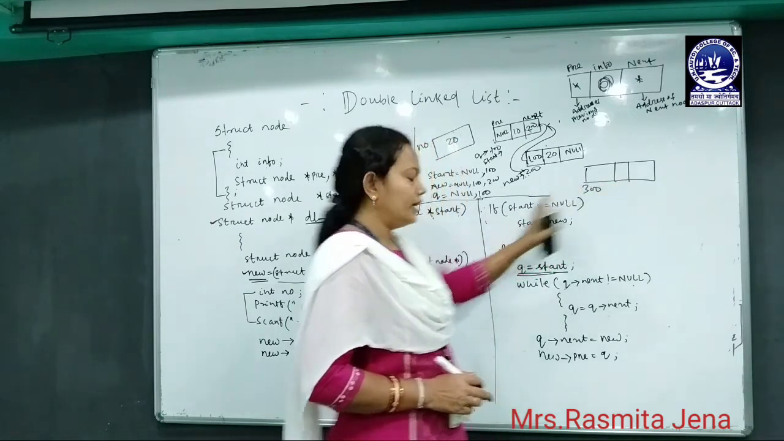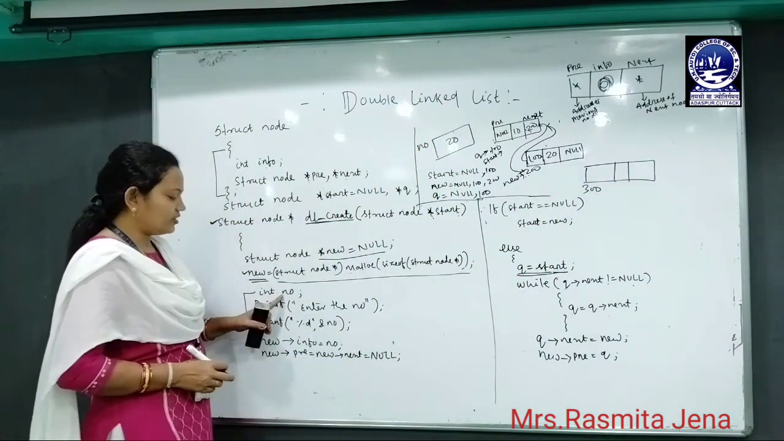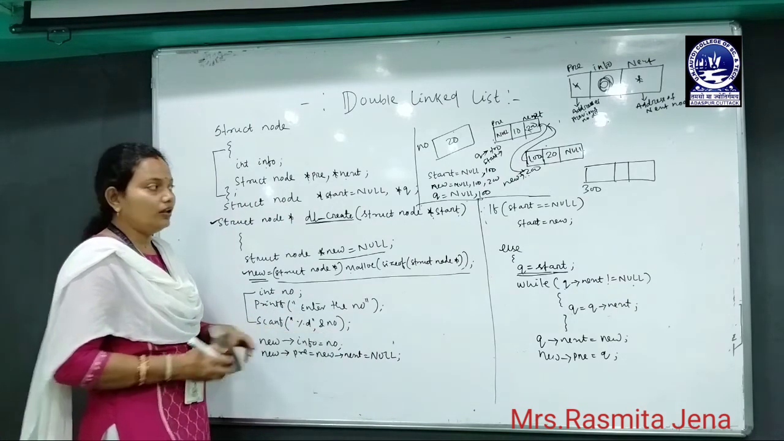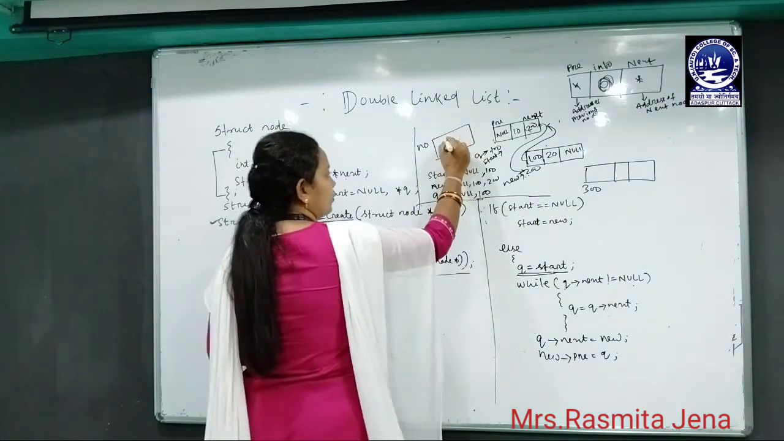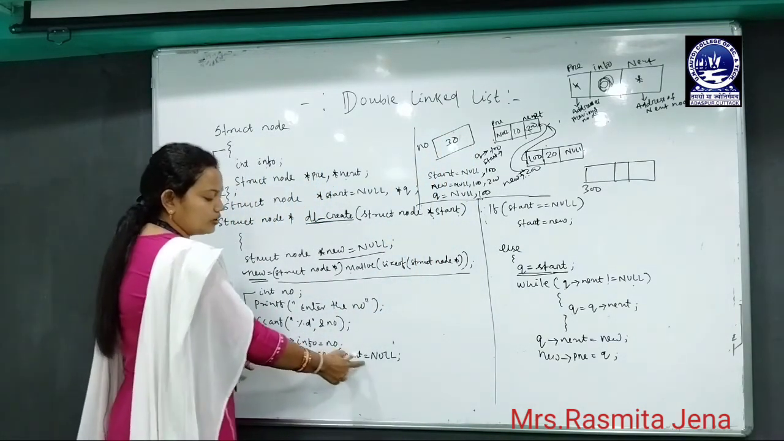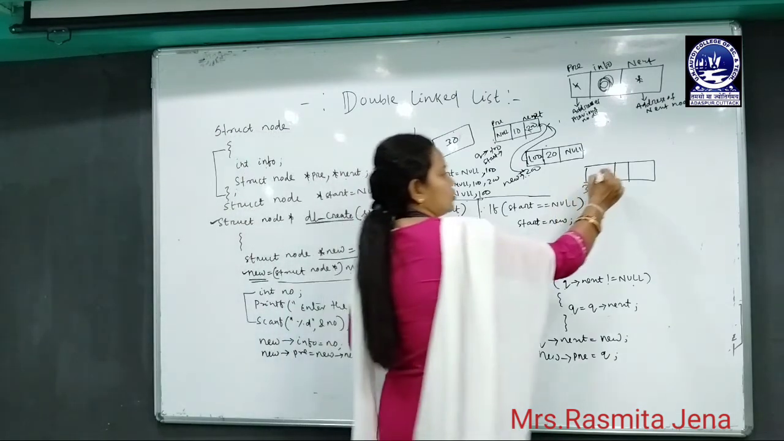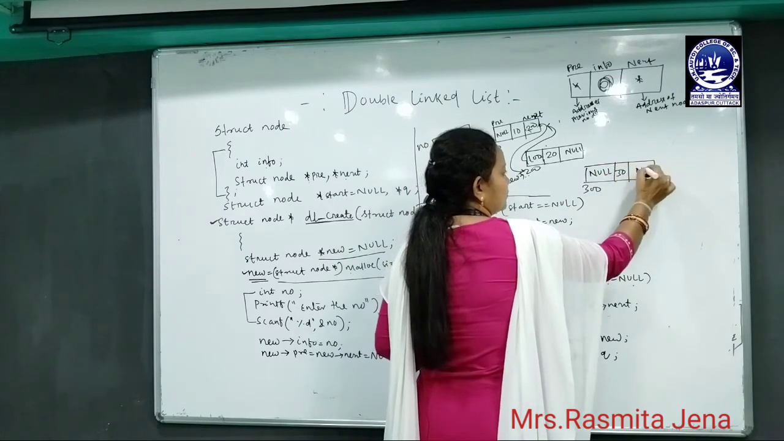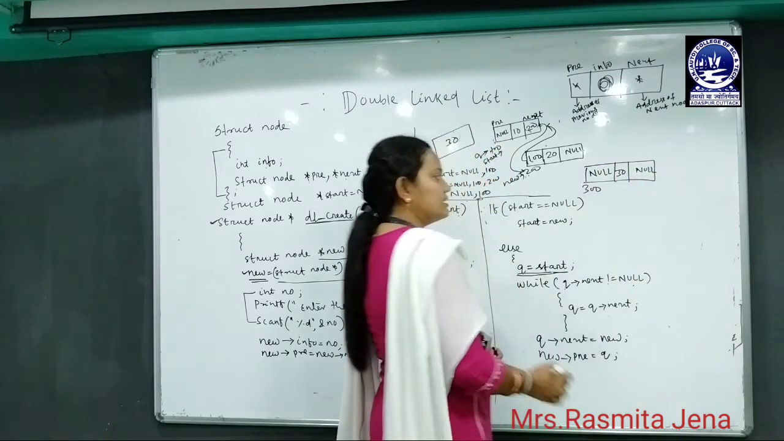Now we will input the data for the new node, and that will be held by the variable no. You can see here I am declaring a variable no, and here I am inputting the value for the variable no. Suppose no will hold 30, so it becomes 30, and the pre part and the next part of the new node are set as null.